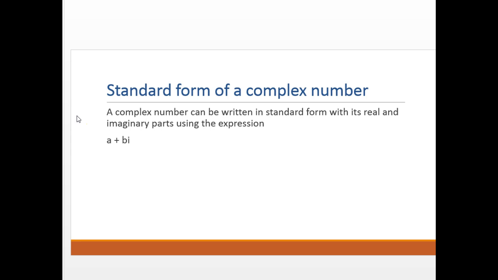There's something called the standard form of a complex number. A complex number can be written in standard form with its real part and its imaginary part using the expression a plus bi. a is the real part. It's just a real number. bi is called the imaginary part because of the i in there being an imaginary number.